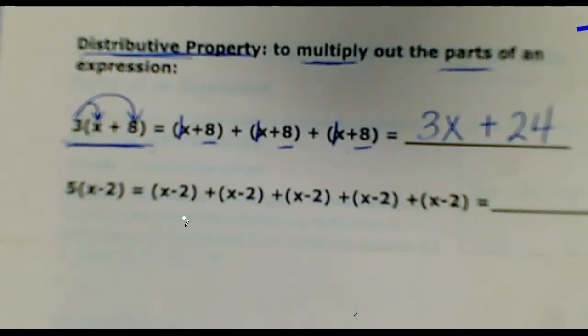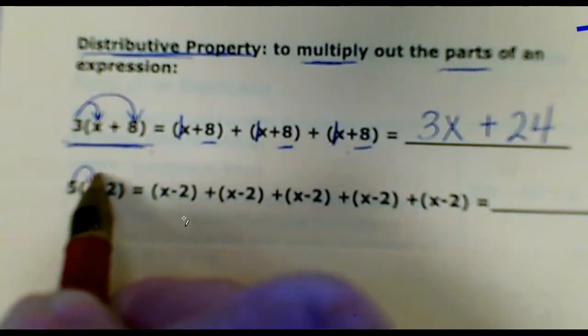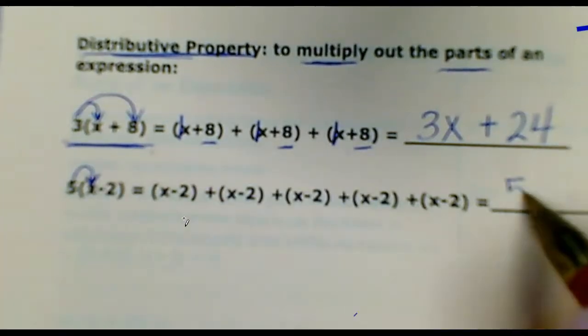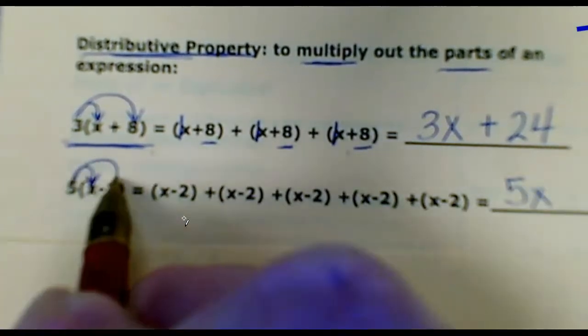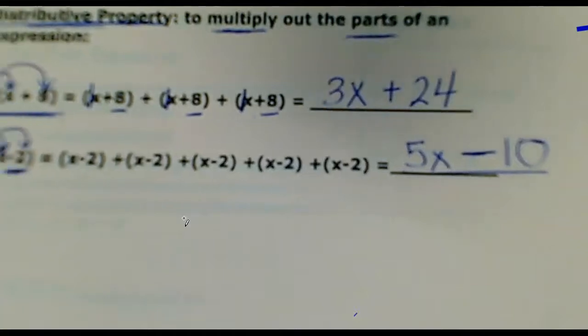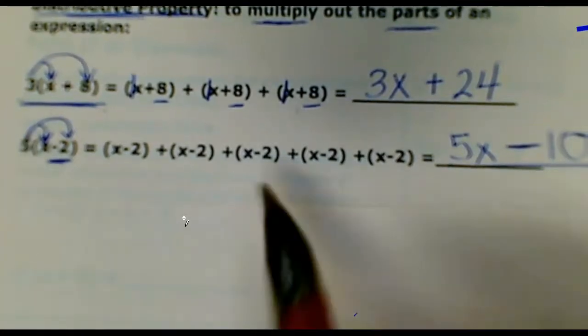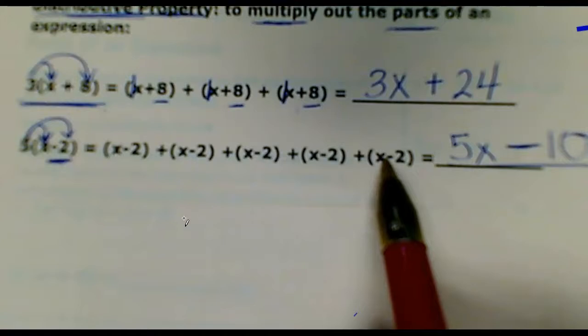So, instead of writing all those x plus 2's down and adding them up, we can multiply. What's 5 times an x? What's 5 times negative 2? And that's exactly the same thing you would get if you wrote it all down and added each one of those individually. And so the distributive property shortcuts this.